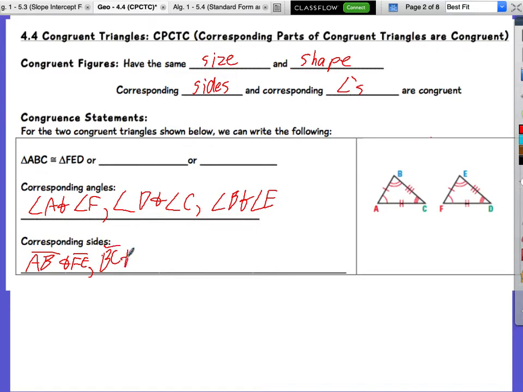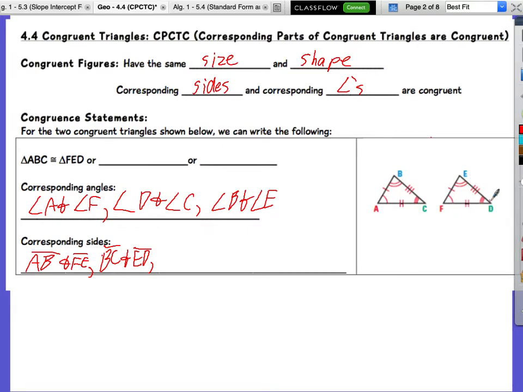Very good. Side BC and side ED. I agree. Side BC, 3 tick marks. Side ED, 3 tick marks. Side BC is between the angle with 2 arcs and the angle with 3 arcs. Side ED, same story, between the angle with 2 arcs and 3 arcs.